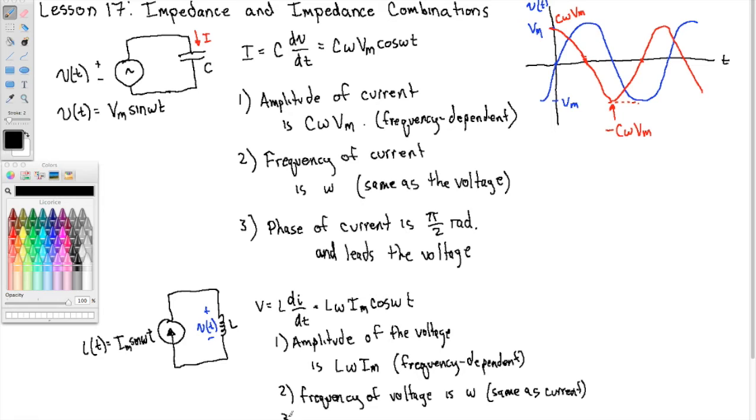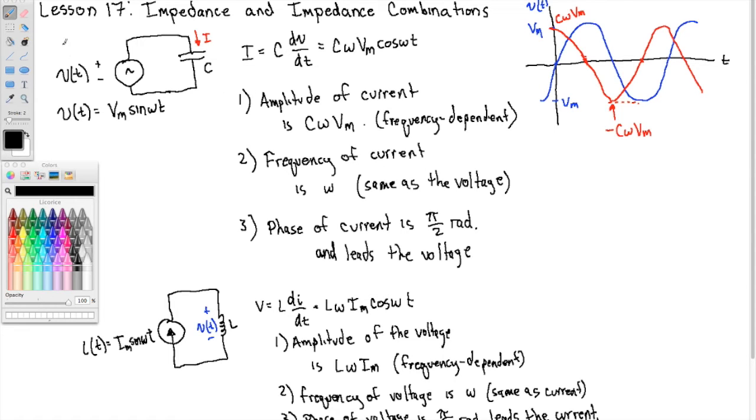All right, 3, squeeze it in down here. Well, here we have a cosine, here we have a sine, so the phase of the voltage is pi over 2 radians. And this time, the voltage leads the current. All right.